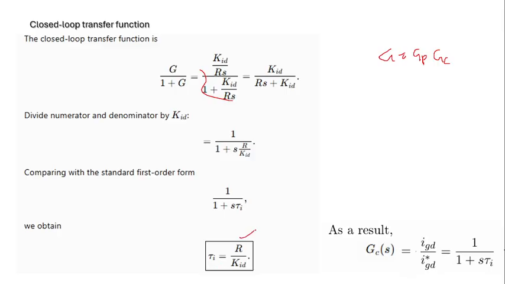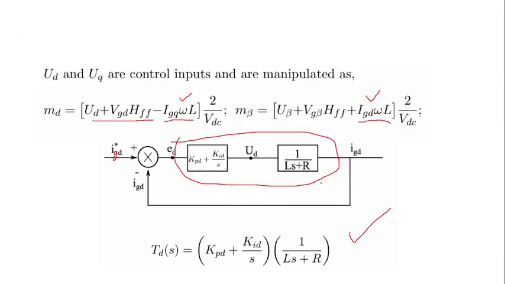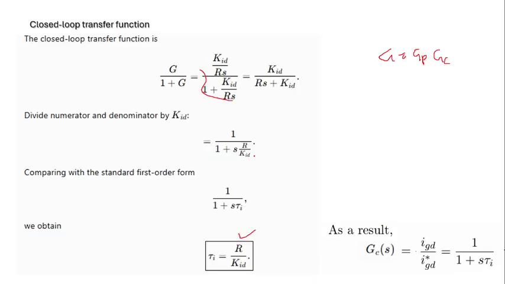So this tau i, the time constant tau i, is considered as R by Kd, and Gc, that is the controller transfer function, is Gd star by Gd. See, this is the controller transfer function. So this is the output and this is the input for this. So this is the closed loop transfer function.